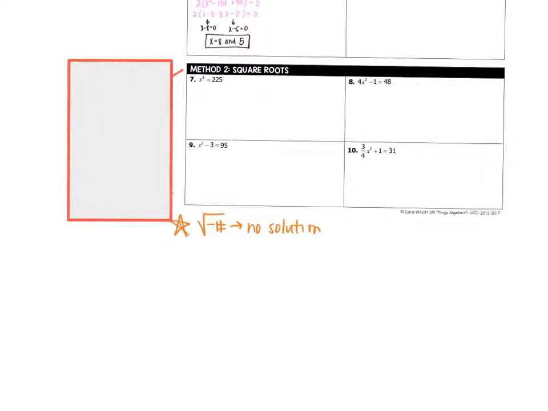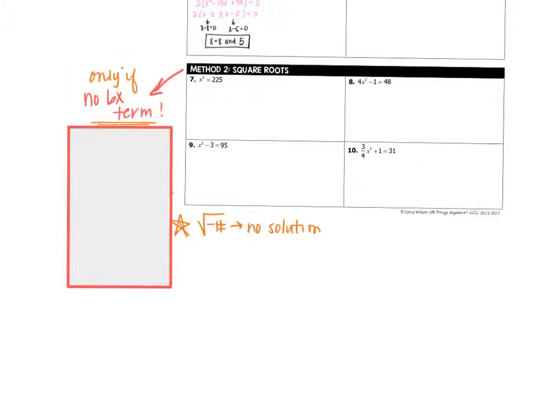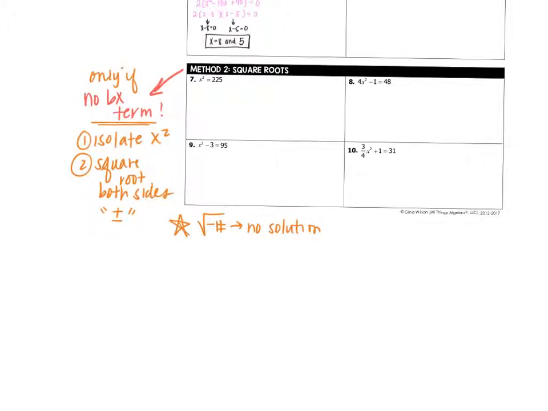The next method we learned was solving by using square roots. Keep in mind that this is only for quadratics that have no bx term. So the steps for solving by square roots are as follows. Isolate x squared and then take the square root of both sides. Don't forget plus or minus when you take the square root of both sides.